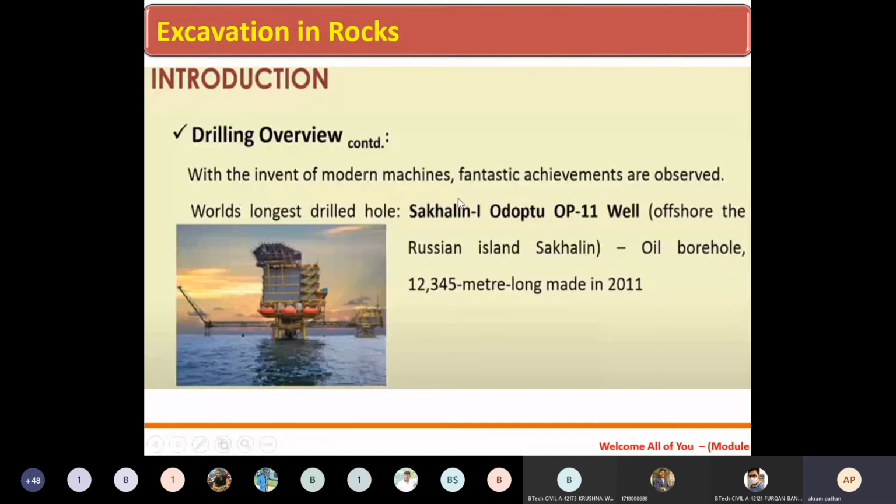We can see in the history also that drilling technology plays an important role. So this is the Sakhalin oil borehole in Russia, and the length of this particular borehole is 12,345 meters. So we require the knowledge regarding the drilling, how the drilling will go on for 12,345 meters, and what should be the cost of this particular oil borehole project.